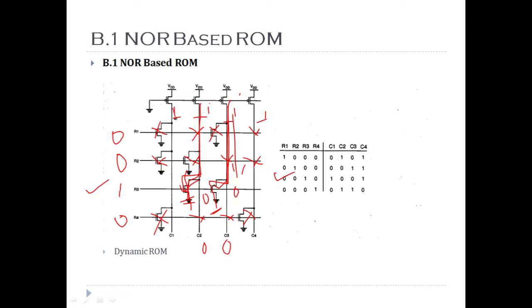Now if I talk about C1, there is no transistor which is connected to ground, because this is off, this is off, this is off, and there is no connection here. So directly VDD is connected to C1, so it is 1. Here also, the only transistor that C4 had is not connected to ground because it is off. So there is no pull down path for this point, and it is directly connected to VDD. So it's 1. So this is how a particular row can be read from this type of structure.